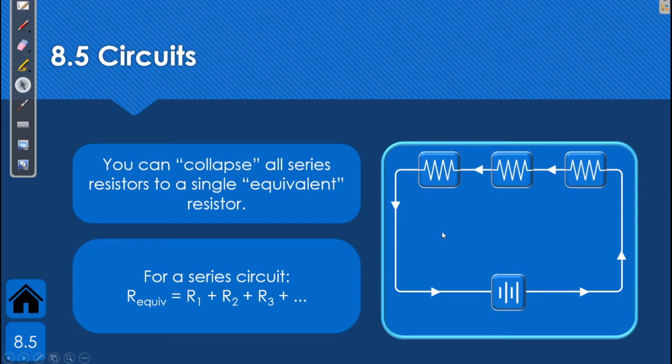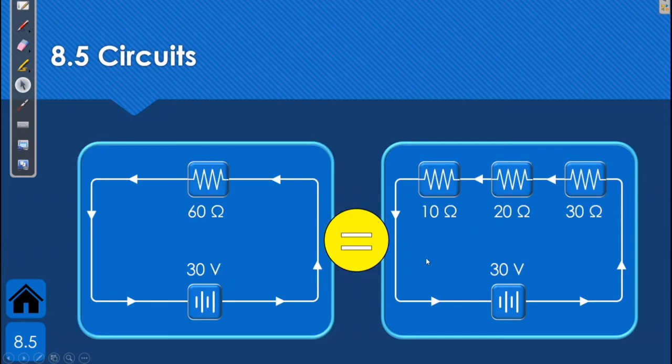When we're looking at a series circuit, we can imagine collapsing all of the resistors in series into a single equivalent resistor. And the equivalent resistance is equal to the sum of the individual resistances. So to show you what I mean, imagine you have a circuit with a 30-volt power supply and 3 resistors wired in series of 30 ohms, 20 ohms, and 10 ohms. This is equivalent to a circuit with a single resistor of 60 ohms. 60 is equal to 10 plus 20 plus 30.